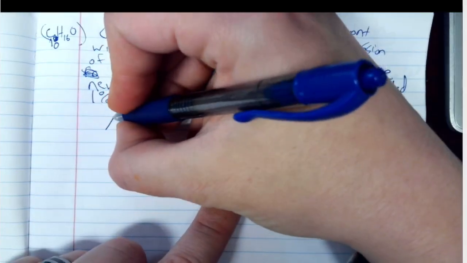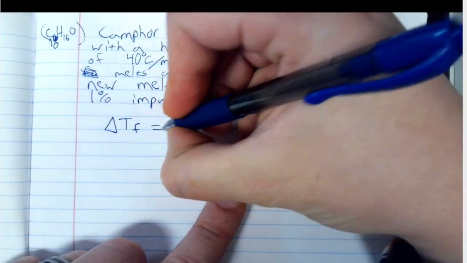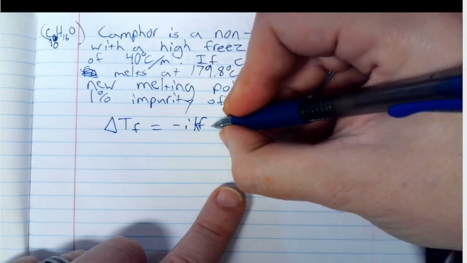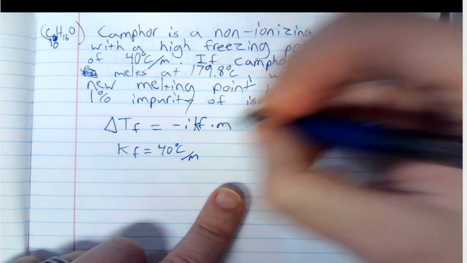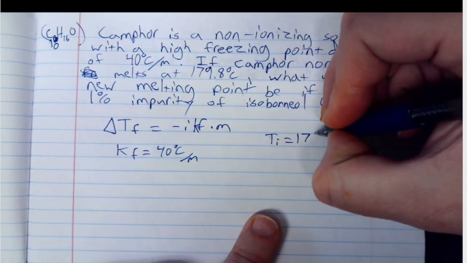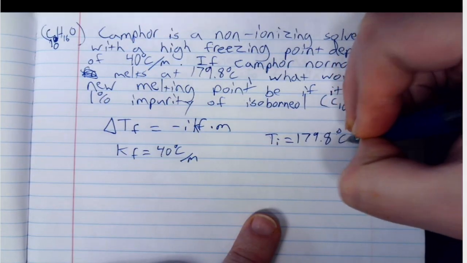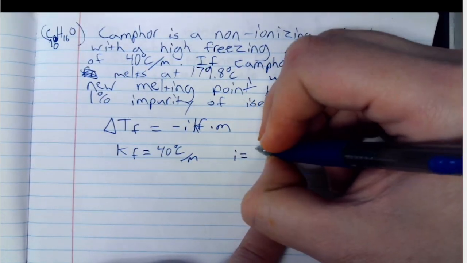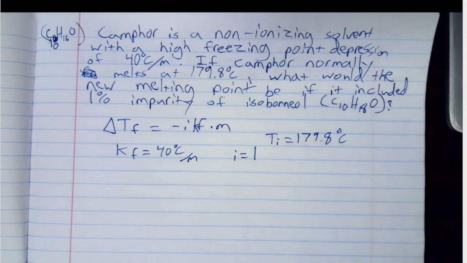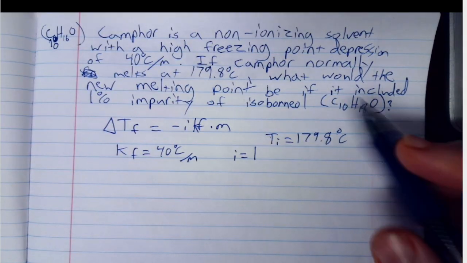So our equation is delta TF equals negative i KF times my molality. We've said that KF is about 40 degrees Celsius per molal. We're saying the T initial is 179.8, and it's non-ionizing, so that means our i is equal to 1. So our goal is to find the molality and then use that to find our freezing point depression. So we have to do that.